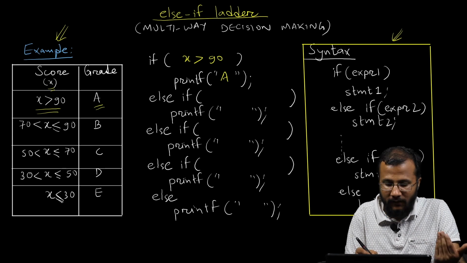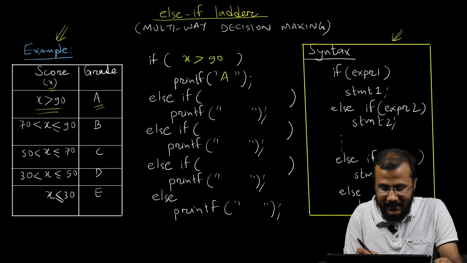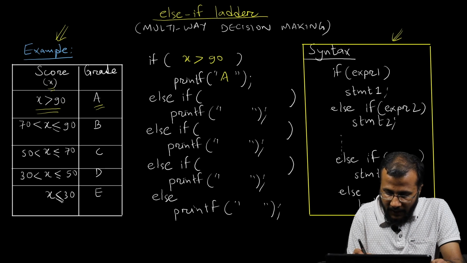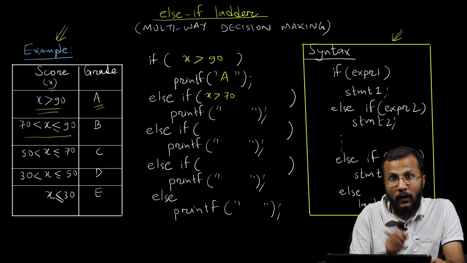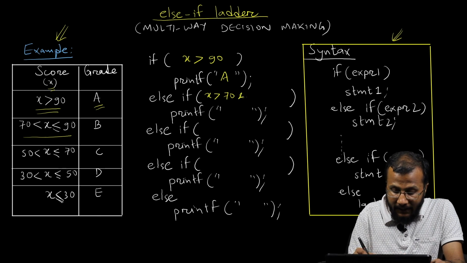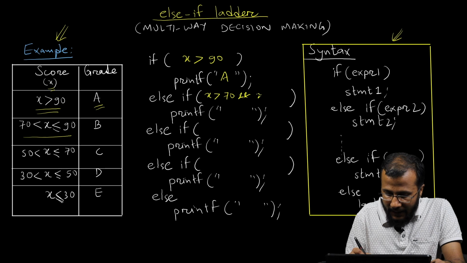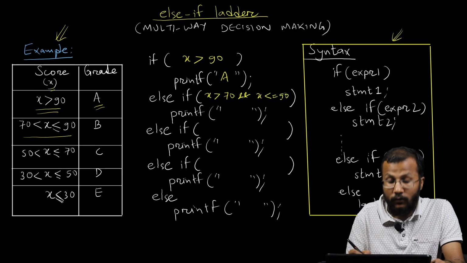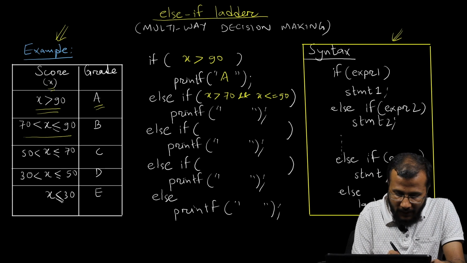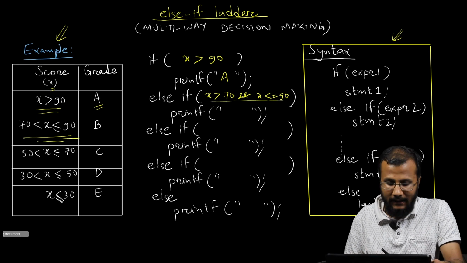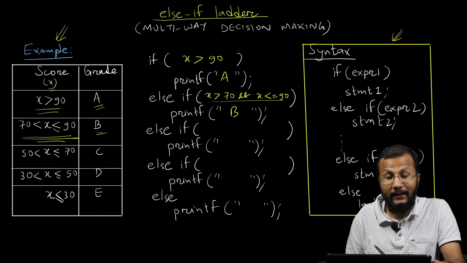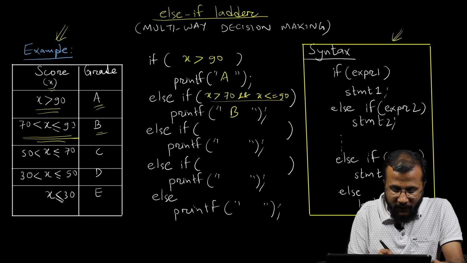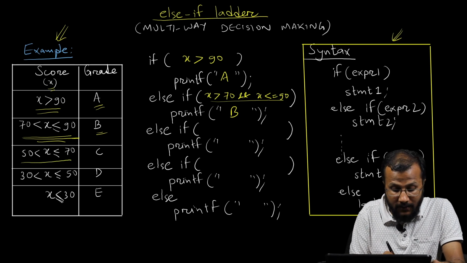Else, if the score is not greater than 90, then it will come to the else if. Here I need to write the expression: X is greater than 70, because there are two conditions here, greater than 70, and I'll use logical and, X is less than or equal to 90. This is how you write it in C. This is how you write it in math, and this is how you write it in C. This is the next condition, expression 2, and if this is true, that means the grade is B. So I'll print the grade B on the screen. Now if this happens to be false, I'll have to check the third condition.